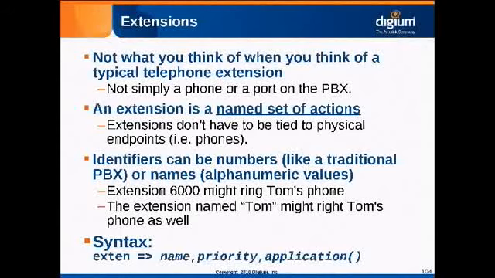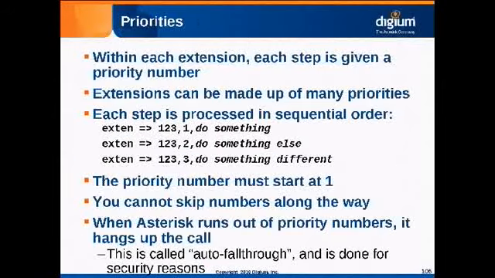But again, when Asterisk runs out of priority numbers, it hangs up the call. 1, 2, 3, 6, 7. It'll go 1, 2, 3, hang up, which is what you want to have happen for security reasons. Okay? So, and you'll see a message on the CLI, like I talked about earlier, this auto fall through message saying, hey, I couldn't find the next priority. I'm done. I'm hanging up the call.